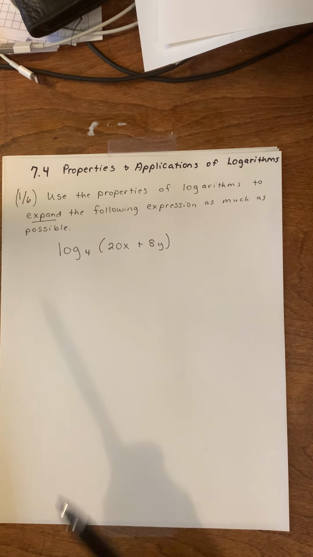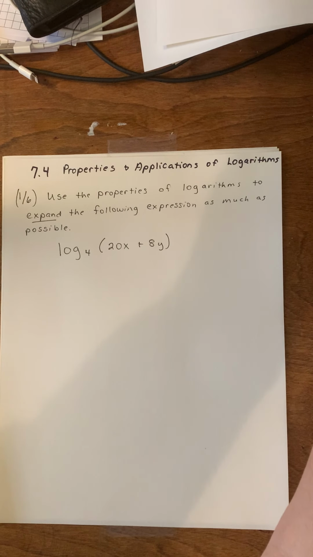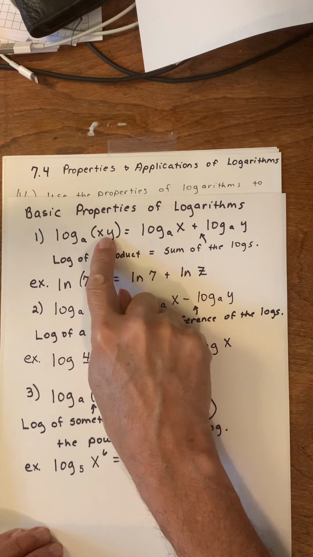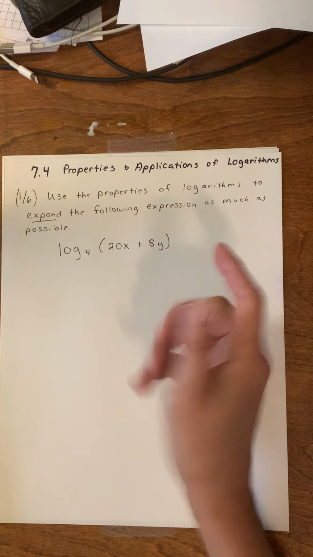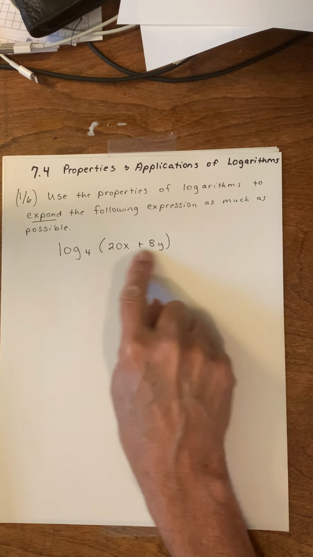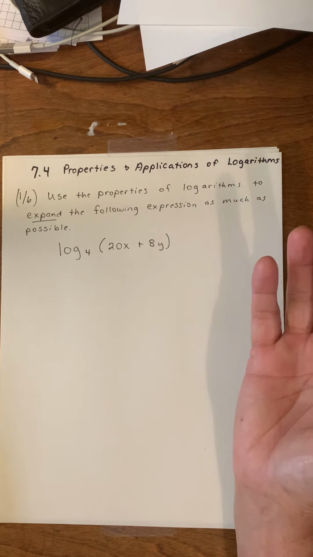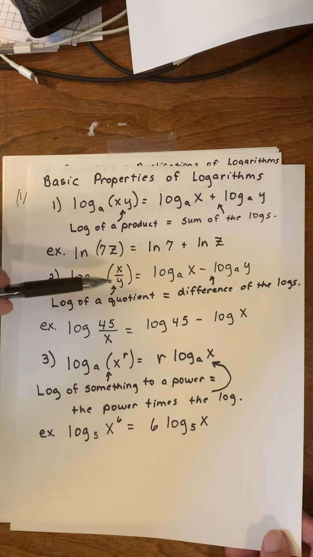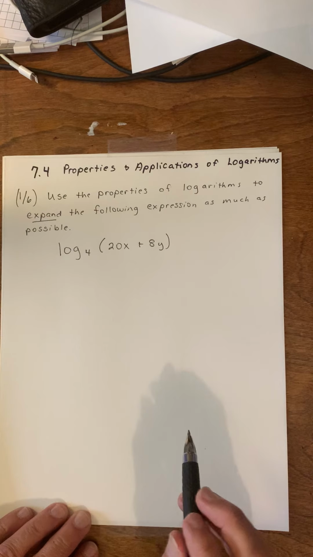Use the properties of logarithms to expand the following expression as much as possible. All right, so my properties of logarithms are the log of a product, the log of a quotient, and the log of something to a power. I don't have any of that. This isn't a product. I don't have a log of a quotient. I don't have a log of something to a power. So right now I'm wondering, how can I use these properties if I don't have a product, quotient, or something to a power? Well, I create one of these settings.